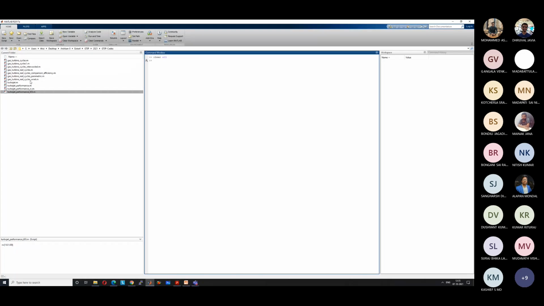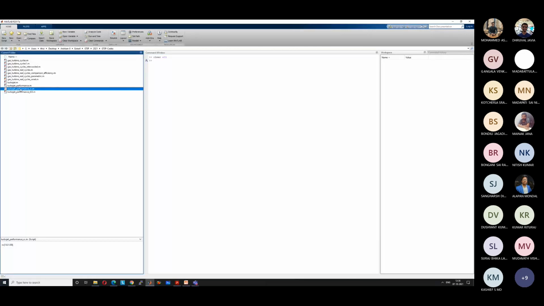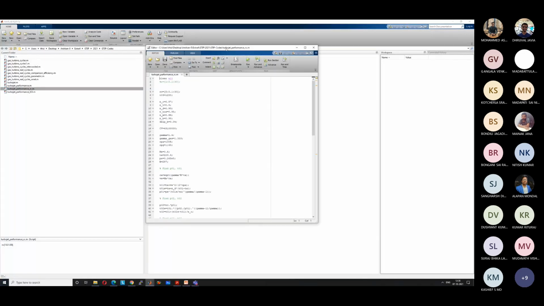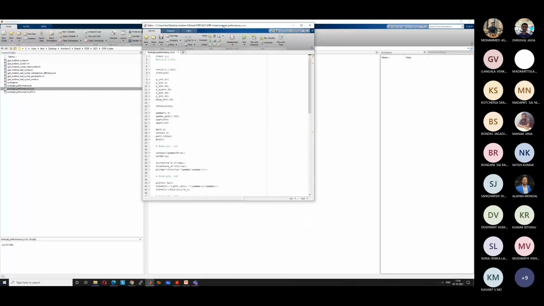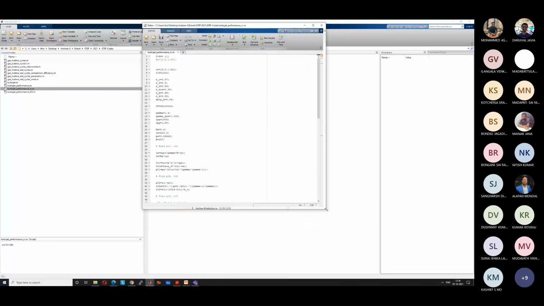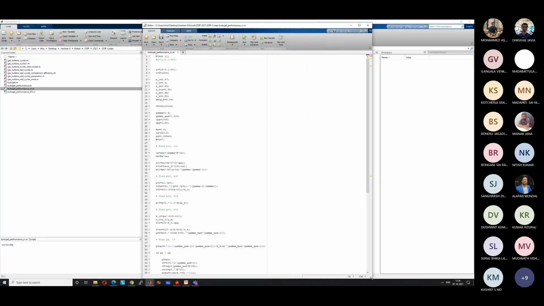I will not go through the program, obviously, because it's just the same set of calculations that I have shown here. But I will just show you the graphs, how it looks like. What I have done is I have changed the RC value going from 5 to 30.